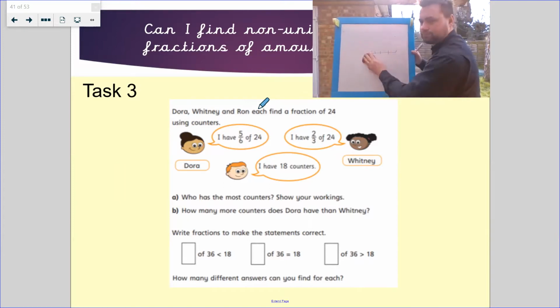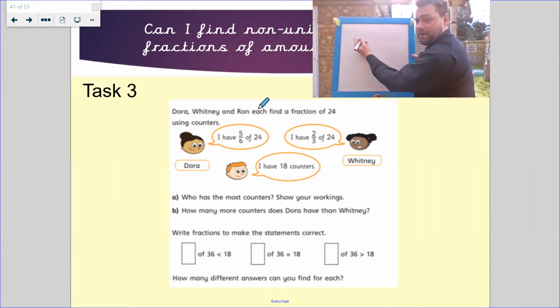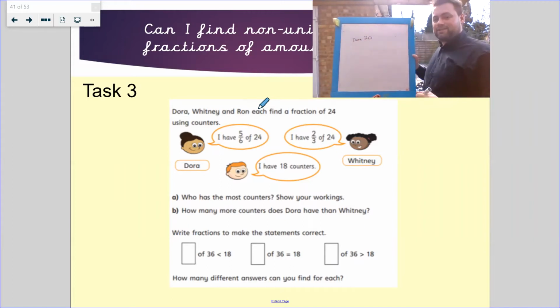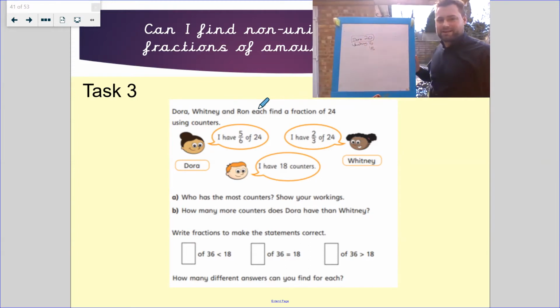So we know that Dora has 5/6 of 24. 24 divided by 6 gives us 4. So 5 times 4 is equal to 20. She has 20 counters. Whitney says she has 2/3 of 24. 24 divided by 3 gives us 8. 8 times 2 is equal to 16. So Whitney only has 16. And we know that the boy there says he has 18 counters. So Dora should have the most counters. How many more counters does Dora have than Whitney? She has 4 more.